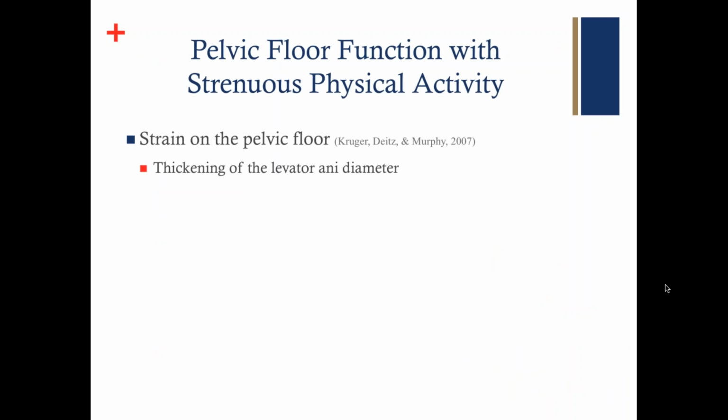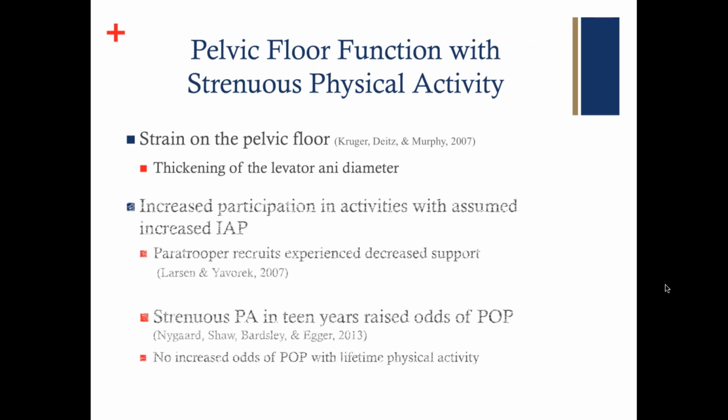Let's talk about pelvic floor function and strenuous physical activity. So we know with those who've had significant strain on the pelvic floor, especially those who are at an elite level, we see a thickening of the levator ani diameter, meaning that sling muscle as a whole, when we're talking about pubococcygeus, iliococcygeus, puborectalis, that muscle really gets thick on those who have constant strain on the pelvic floor.